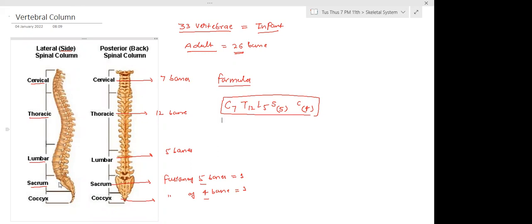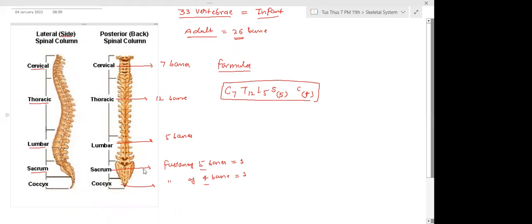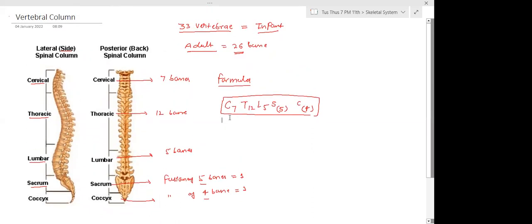So when I say cervical part, this is the neck region of the backbone. Did you get that? Yes. If you want, please take the screenshot. It is additional information. And the formula of backbone is C7, means cervical 7, T12 means thoracic 12, L5 means lumbar 5, S sacrum, and this bracket means this is a fusion of 5 bones. Sacrum is 1 bone, but it is a fusion of 5 bones. Coccygeal is a fusion of 4 bones, but it's 1 bone. Clear? This is the formula of backbone.